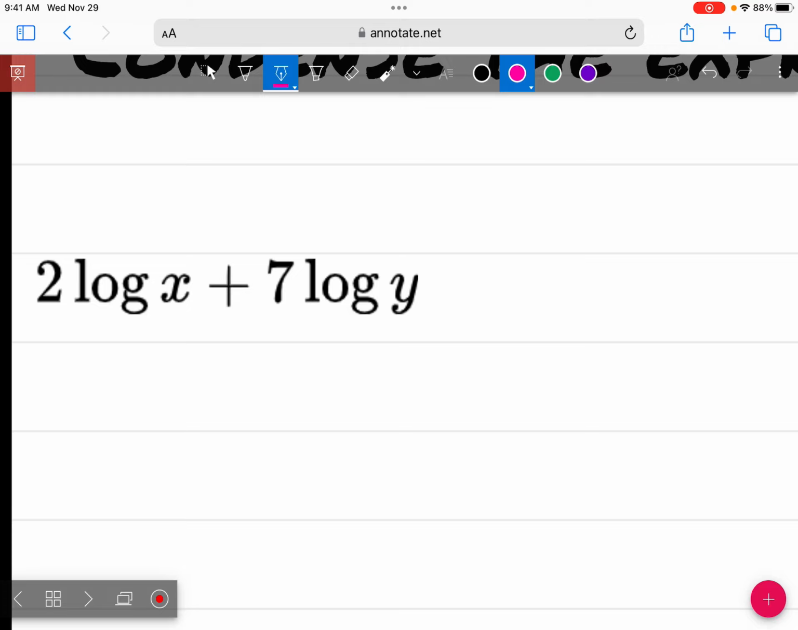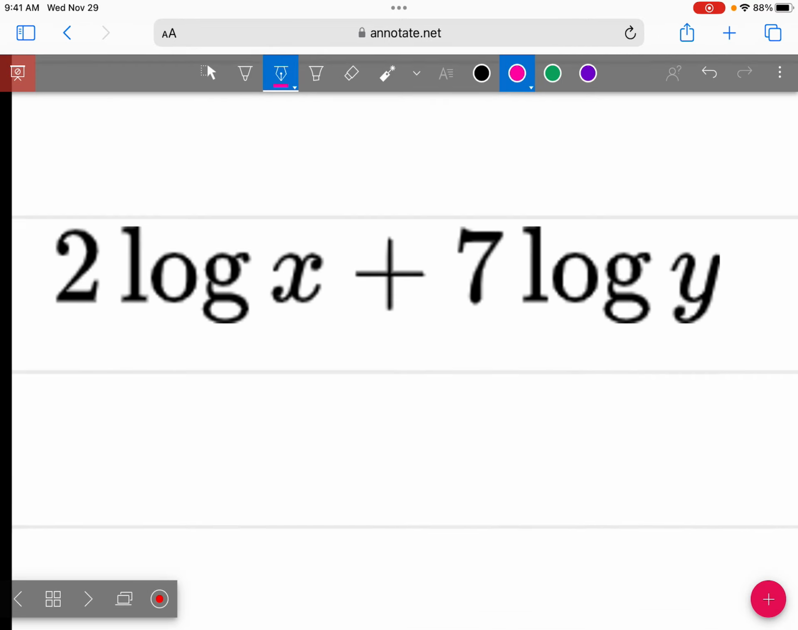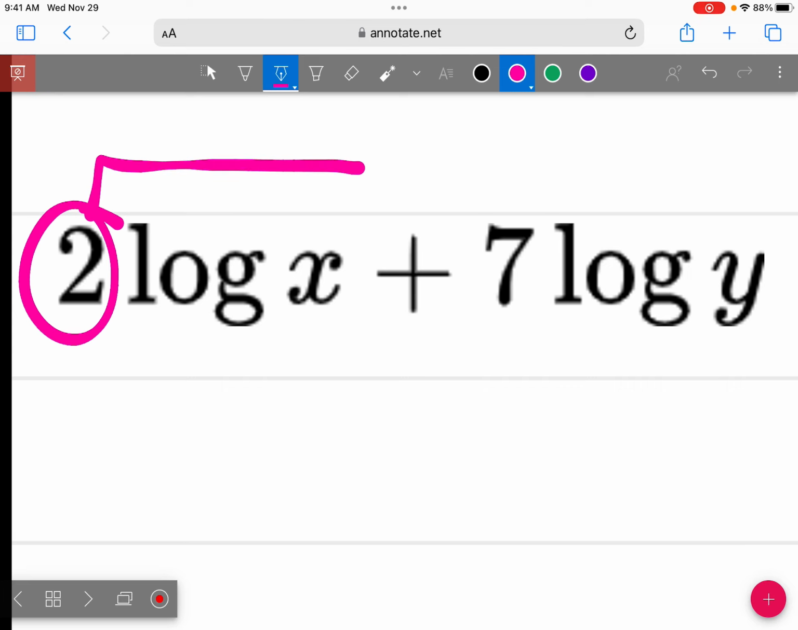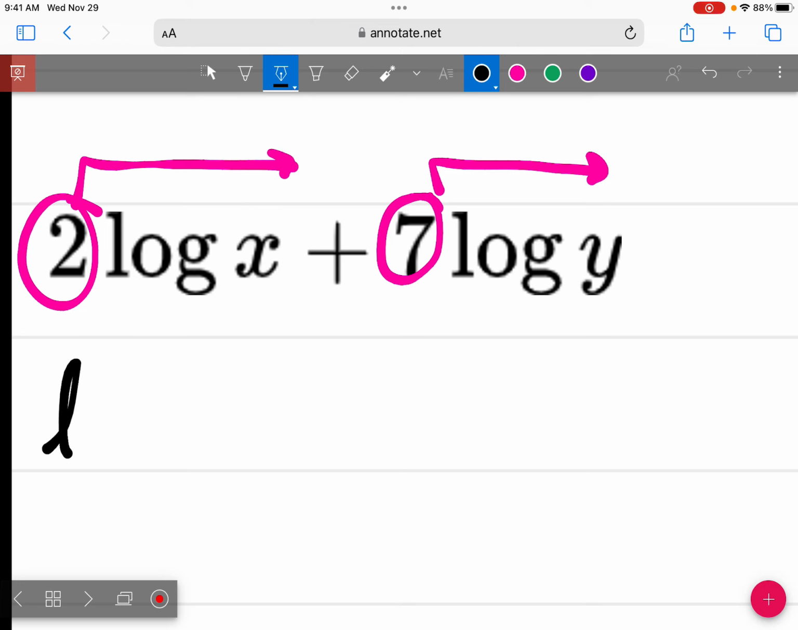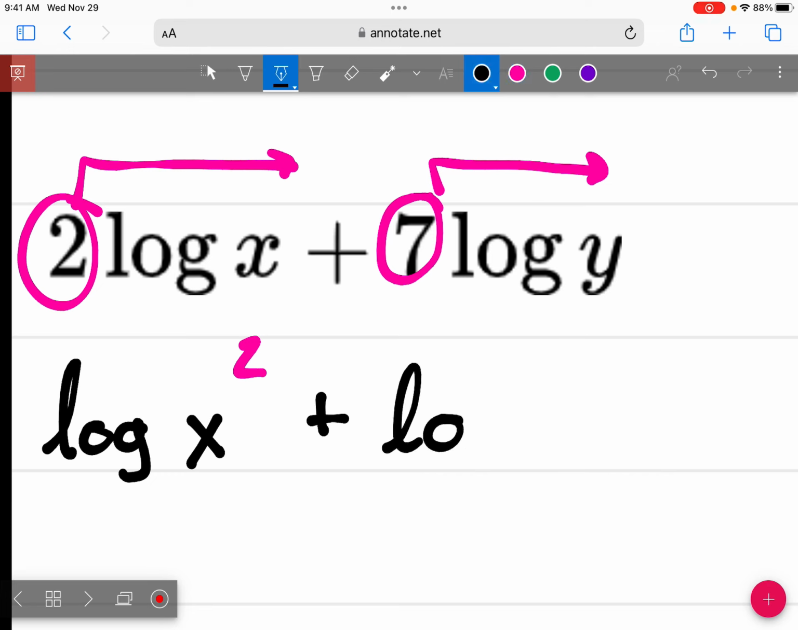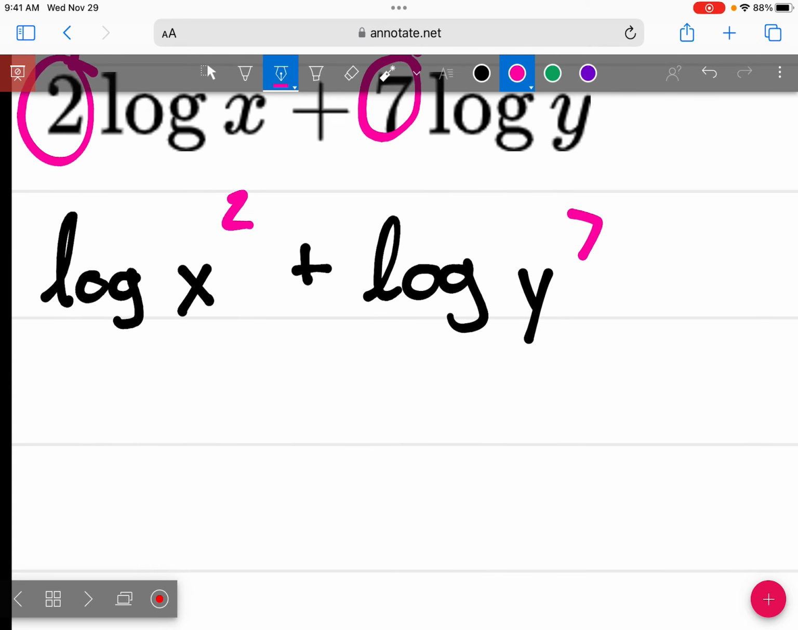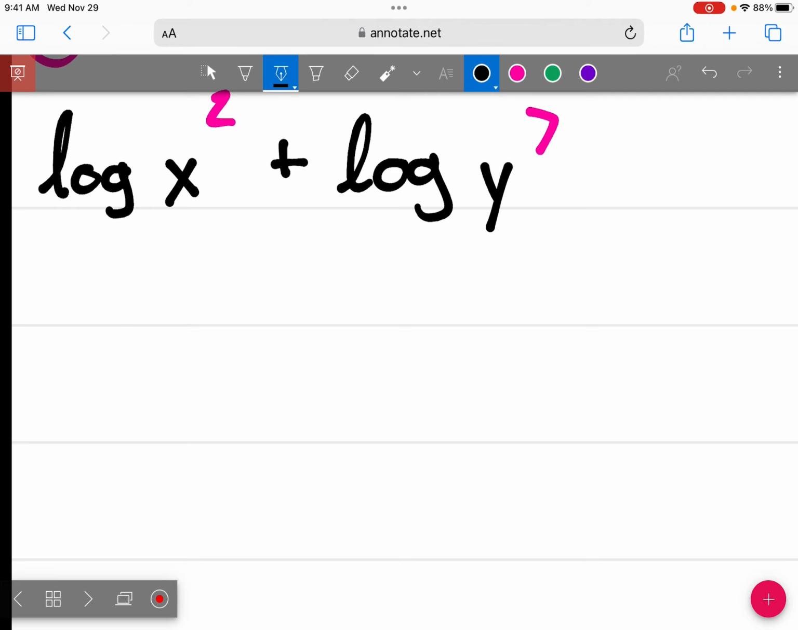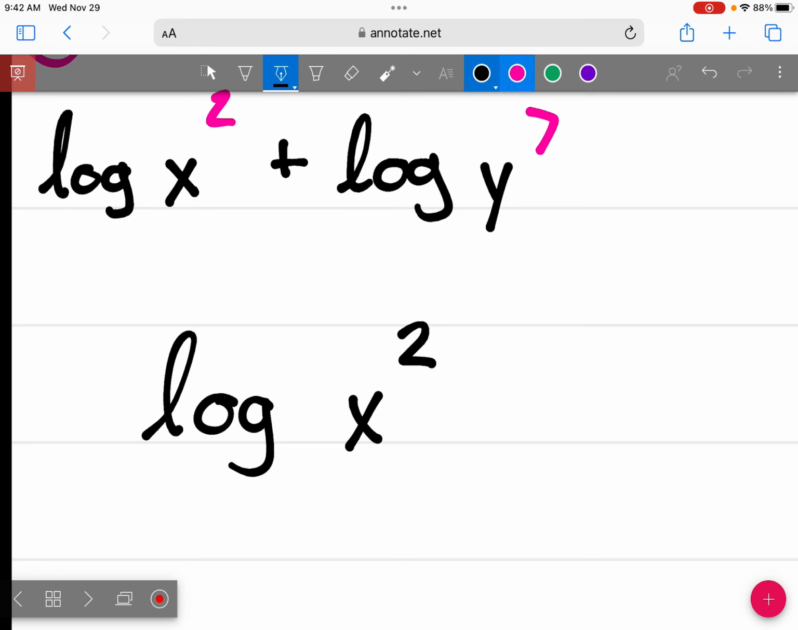I'm going to take these multipliers. Ooh, now I can put this back, you don't have to zoom in to actually see me right now. Bring these back up as exponents. So we're going to have the log of x squared plus the log of y to the 7th. Condense them again. Addition becomes multiplication. So we'll have the log of x squared times y to the 7th.